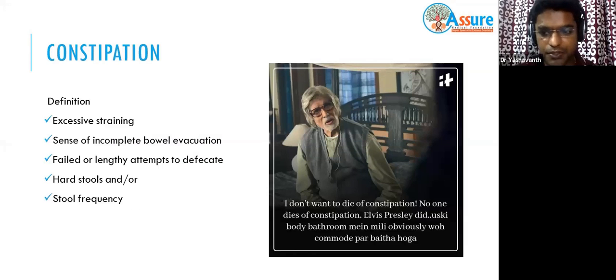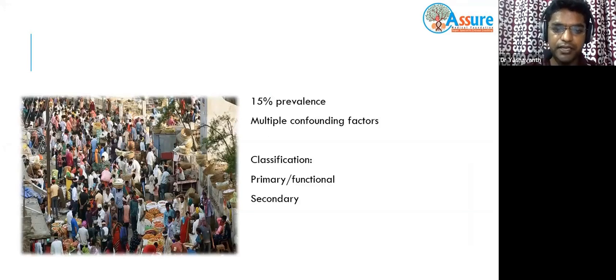So coming to constipation, how do people generally define it? They come to your OPD saying they have excessive straining, a sense of incomplete bowel evacuation, or failed lengthy attempts, meaning they spend more time in the toilet, or they pass harder stools, or the stool frequency is decreased. In India, the average prevalence is said to be around 50%, but this statistic has multiple confounding factors.